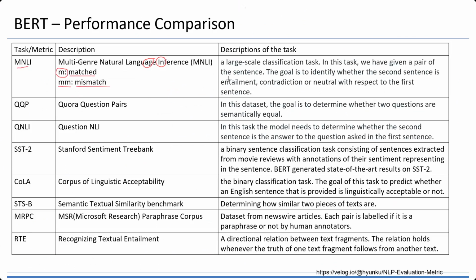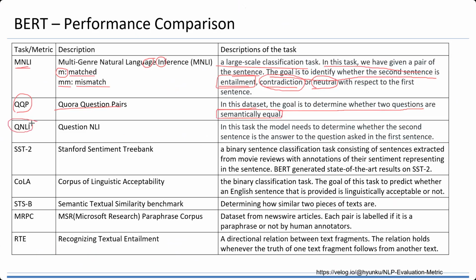So the MNLI is a large-scale classification task. In this task, we are given a pair of sentences. The goal is to identify whether the second sentence is entailment, contradiction, or neutral. So this is the classification in the MNLI. QQP means the Quora Question Pairs. In this data set, the goal is to determine whether two questions are semantically equal.